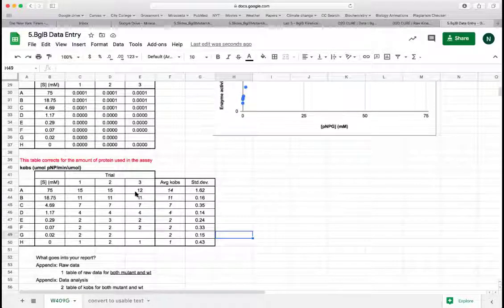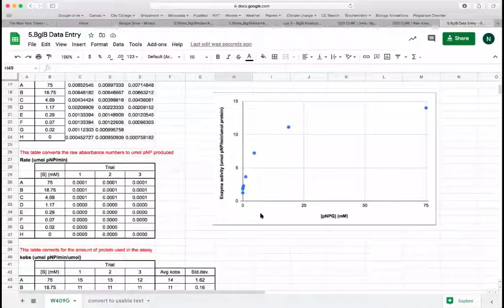All right, so I've done the assays in triplicate. So now I can take the average of those and the standard deviation. Then this is what you're going to plot. This is what gives you your Michaelis-Menten plot: the specific activity, or the K observed, as a function of substrate concentration. And that graph is going to come out like this.